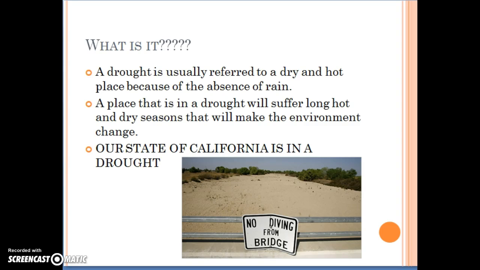And again, I want you to pay close attention to this picture that I posted here. It says, "No diving from bridge." I would say this sign was posted about 5 years ago. And somebody posted it because there used to be a big river. But now, as you can see from the picture, it's all dried up.